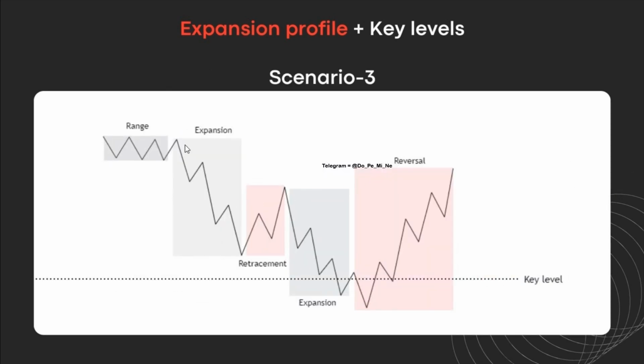Now the third scenario is when the expansion profile doesn't test a key level, but then after it has a retracement profile, and after that retracement profile we can expect another expansion towards that key level, right? Now in this case, the second expansion has tested a key level, so what are we going to expect? We're going to expect a reversal profile, right? Because that expansion profile has tested a key level.